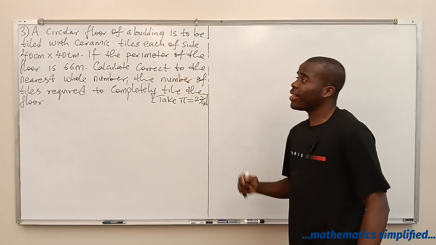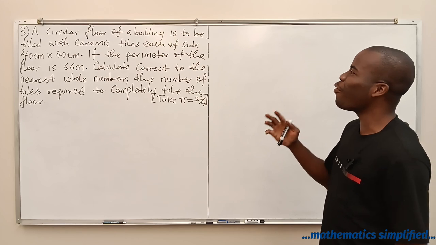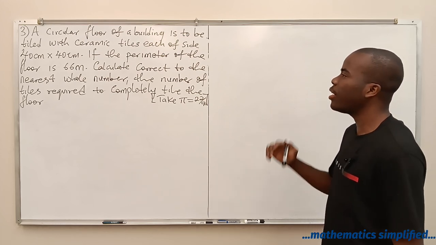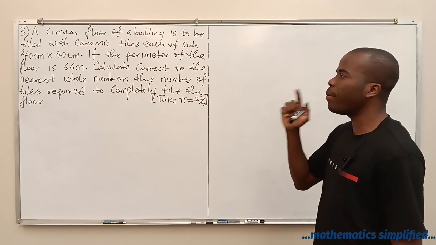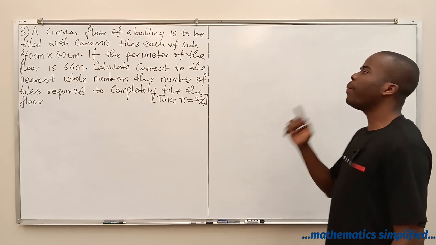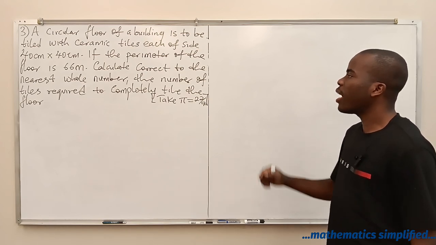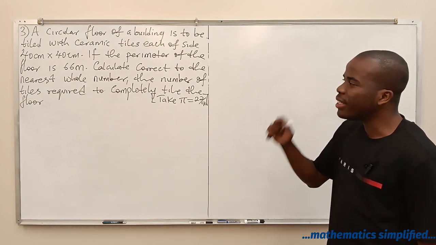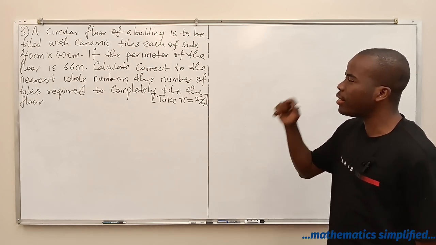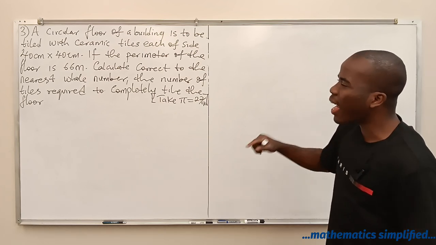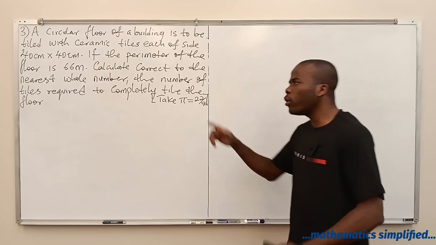Question 3 says a circular floor of a building is to be tiled with ceramic tiles, each of side 40 cm by 40 cm. The perimeter of the floor is 66 meters. Calculate, correct to the nearest whole number, the number of tiles required to completely tile the floor. Now, what's going on here?